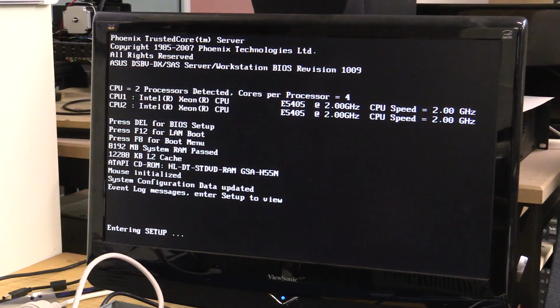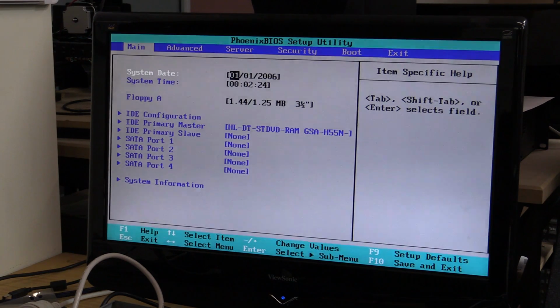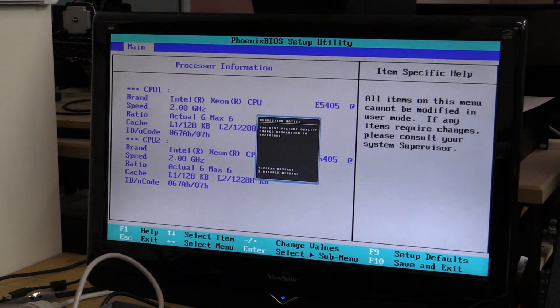I don't know all this networking mumbo jumbo. But here we go. E54. There we go. We had it there. Oh, can we see it in here? I don't think so. We had it there for a second. Processor information. There we go. We got 2 Intel Xeon, 2 gig, E5405. I don't know, are they any good?